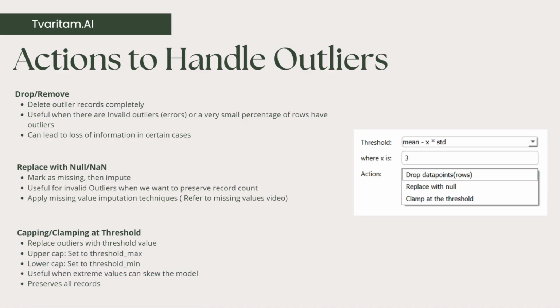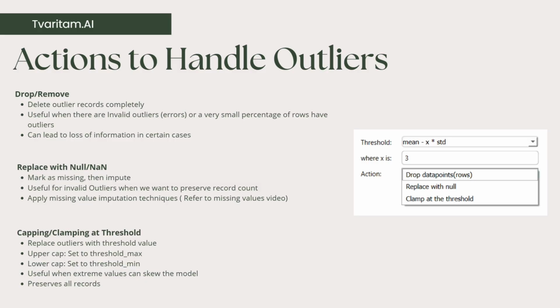Then we have capping or clamping at threshold. Now for capping and clamping at threshold, what we do is we set a ceiling or floor value. Any value beyond the threshold is replaced with the given threshold that we have. So if there are many extreme values and we want to retain the context, we clamp it at a certain value. For example, if all transaction amounts above $100,000 are clamped at $100,000, the model still knows that these are high value transactions, but they won't distort training as much as the actual value might.